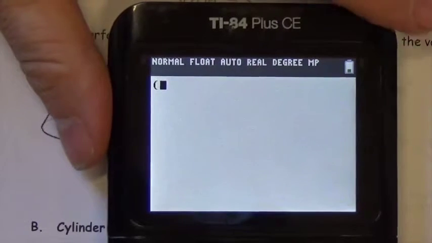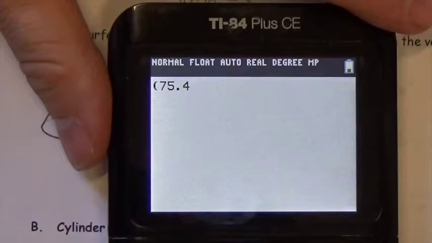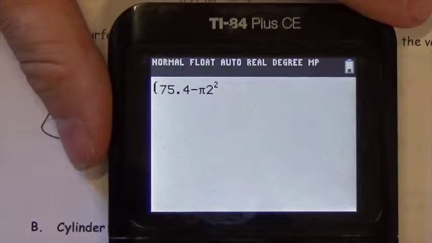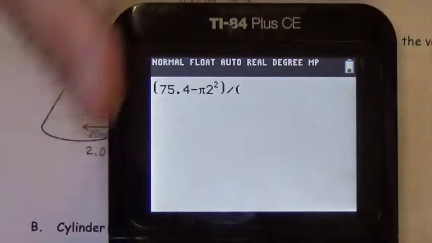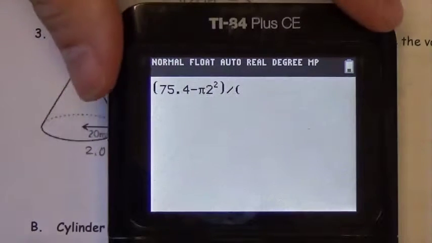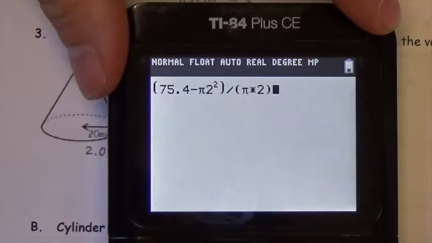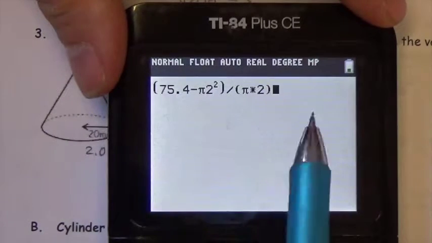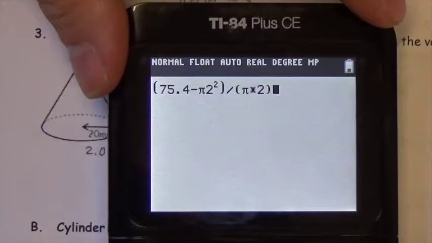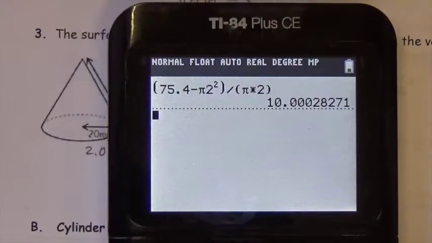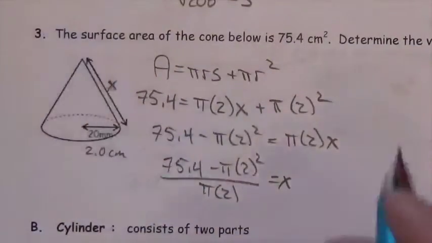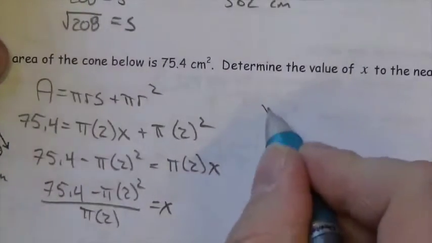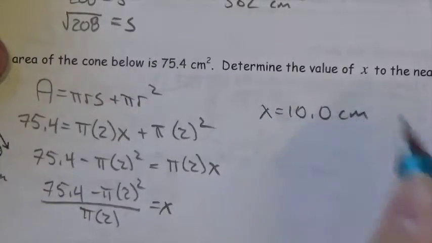So I'm going to put parentheses around the numerator because the numerator consists of two parts. So I want to make sure that I get everything in there. So it's going to be 75.4 minus pi r squared, or pi times 2 squared, divided by, and now because the denominator has two parts to it, pi times 2, again, I need to put parentheses there. If I don't, then the calculator will divide by pi and then multiply the answer by 2. So I need to put parentheses there to tell it to divide by that whole thing. Press enter, and we get this beautiful little value here. Okay, x is equal to 10.0 centimeters.